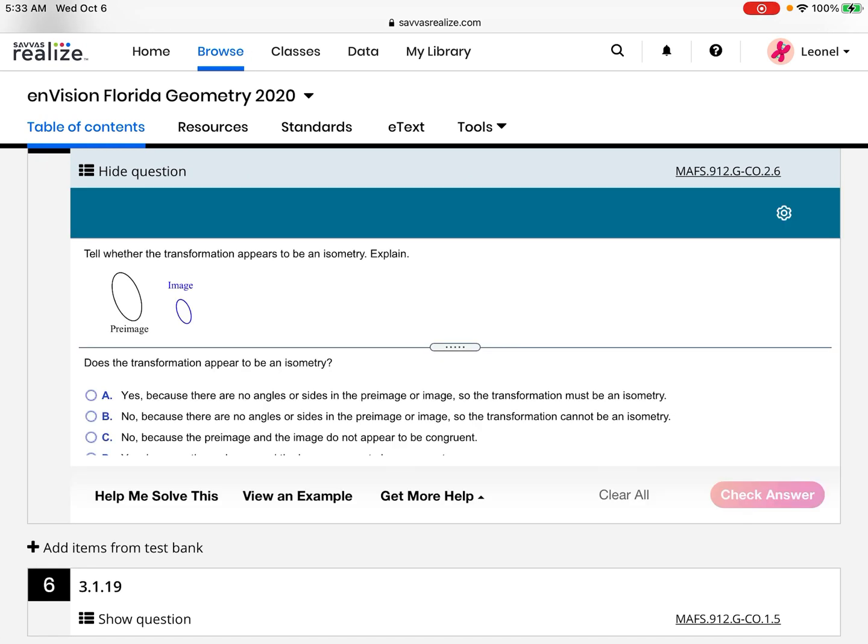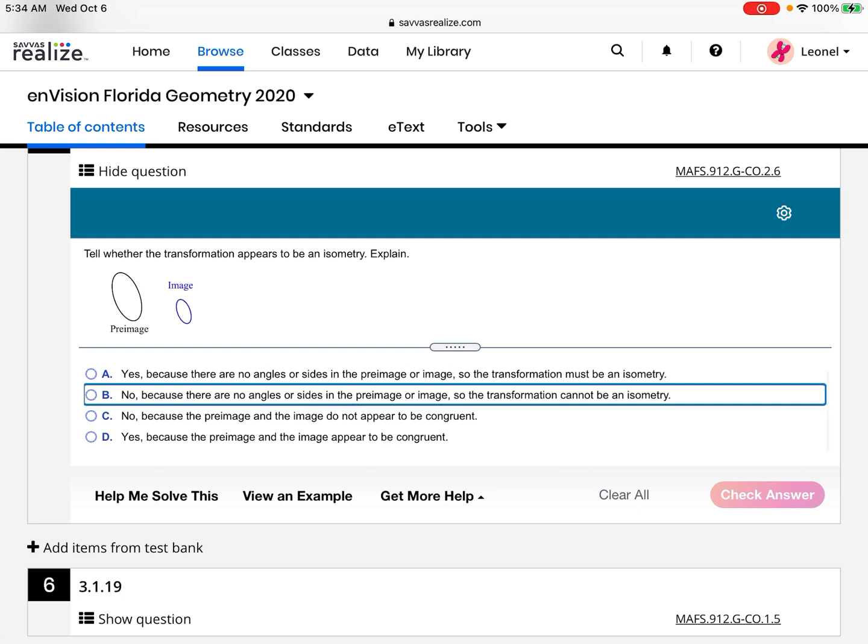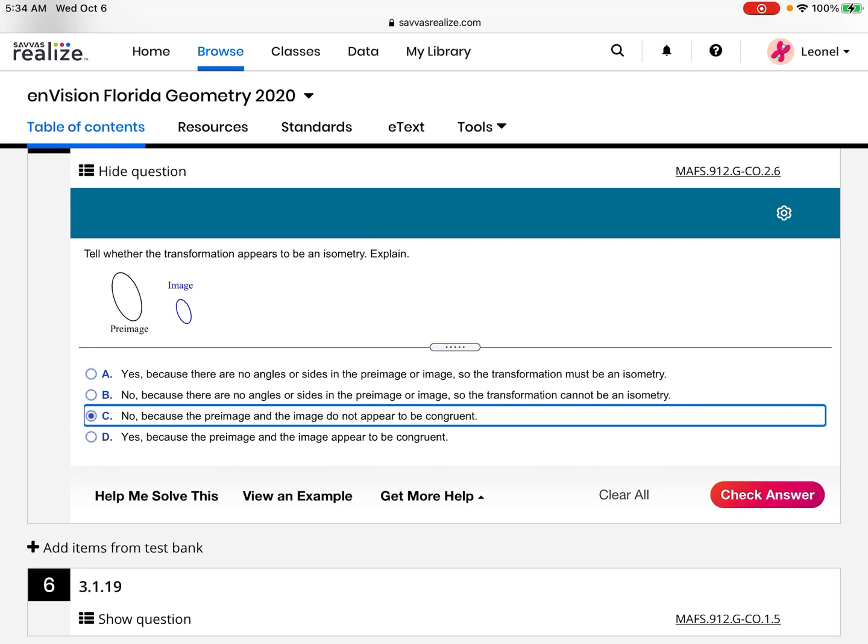Okay, tell whether the transformation appears to be an isometry. This one is no, again, because it has shrunk. So let's look at the no options. B says no because there are no angles or sides in the pre-image or image, so the transformation cannot be an isometry. And C says no because the pre-image and the image do not appear to be congruent. Yes, so C would be the answer here. Okay, so C is the answer.